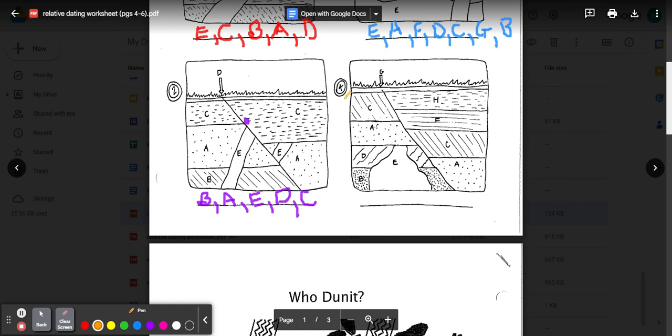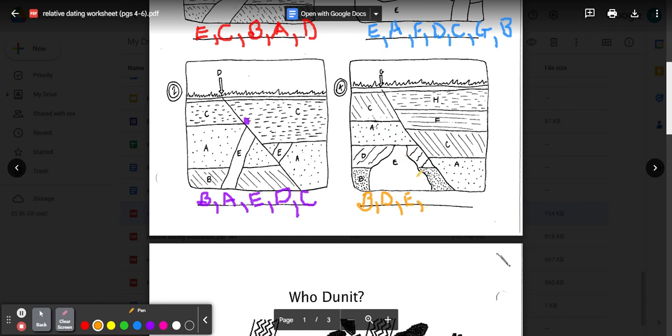All right, and then our last one, number 4. Okay, what's our oldest layer? Well, it can't be A because A's up here. It can't be G because it cuts through a whole bunch of stuff. It can't be E because it cuts through stuff. So what's this one right here? B. And then it can't be E because E cuts through D as well. So we'll go with D and then E.